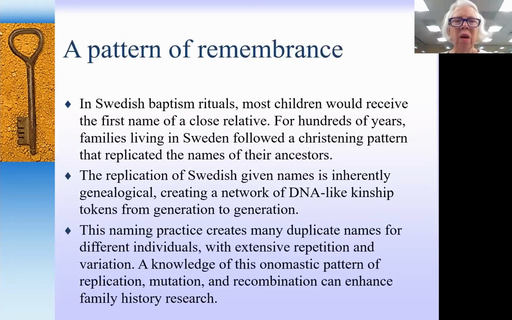In Swedish baptism rituals, most children would receive the first name of a close relative. For hundreds of years, families living in Sweden followed a christening pattern that replicated the names of their ancestors. The replication of Swedish given names is inherently genealogical, creating a network of DNA-like kinship tokens from generation to generation. This naming practice creates many duplicate names for different individuals, with extensive repetition and variation throughout families for many generations. A knowledge of this onomastic pattern of replication, mutation, and recombination can enhance family history research.